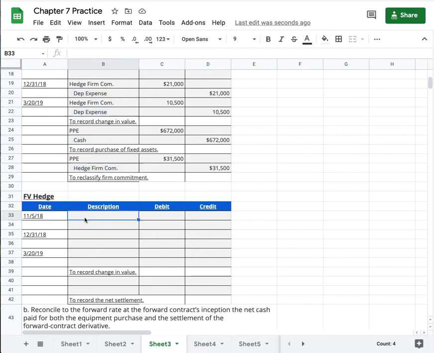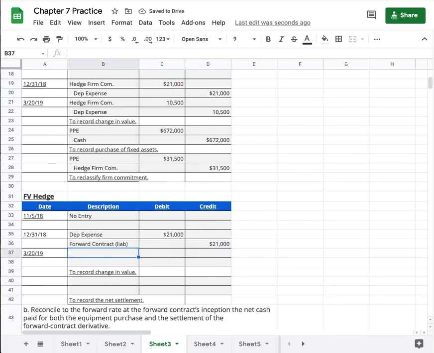For the fair value hedge, same thing. No entry for November 5th. Then on 12/31, we are going to have a debit to depreciation expense and a credit to forward contract, a liability, for the $21,000.